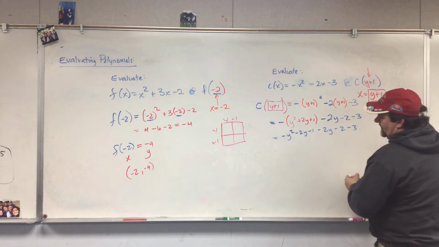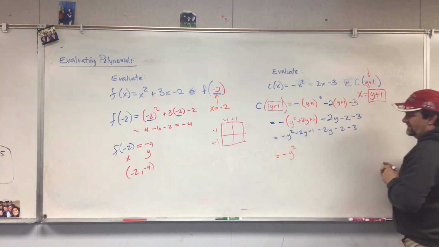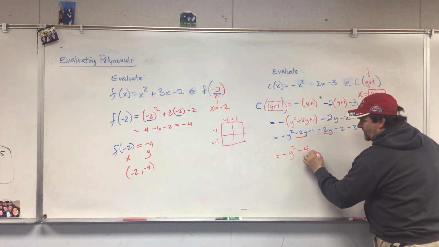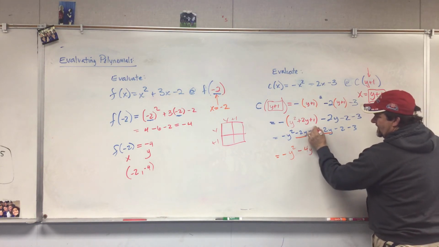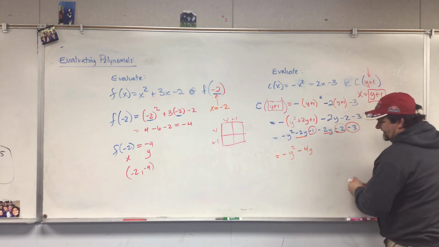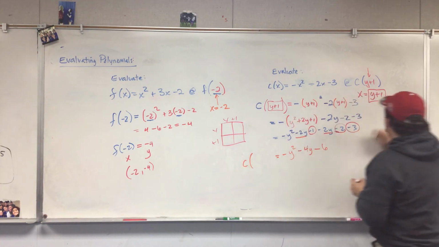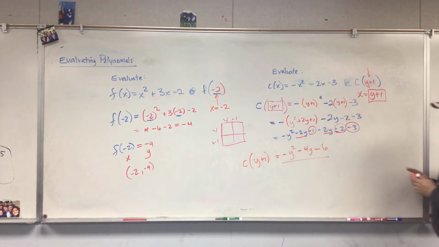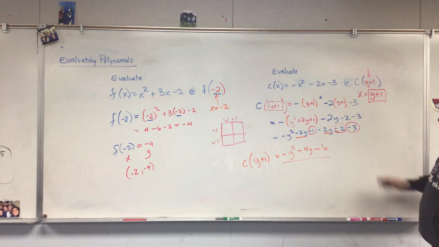So let's just kind of clean all this up. So we got our negative 1 here. So that's our negative y squared. That one's done. I got a negative 2y and a negative 2y. That's negative 4y. And I have a negative 1, a negative 2, and a negative 3. So that's a negative 6. So we have subtract 6. So C of y plus 1 is equal to this. Okay? So again, we're just plugging things in there.